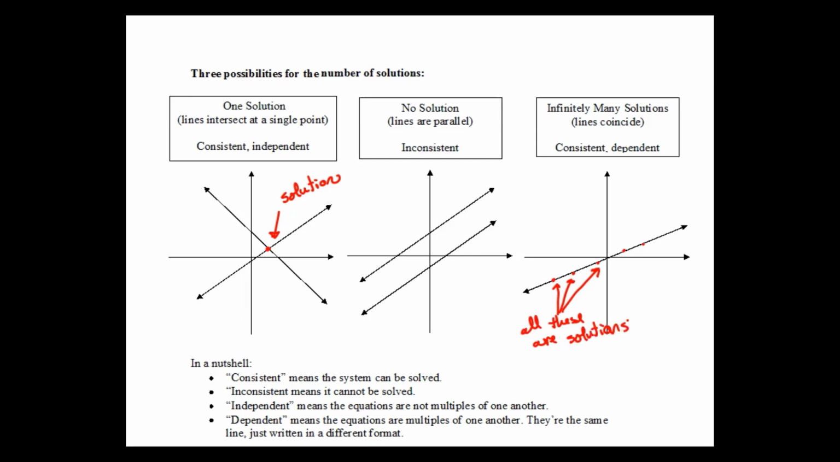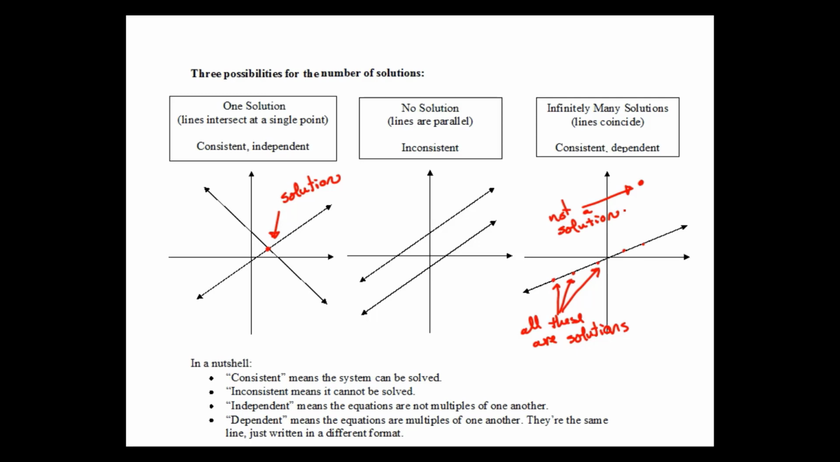It's important to remember that if you have a system like this in which your lines coincide, there are infinitely many solutions, but that does not mean every ordered pair of real numbers is a solution. What if I put an ordered pair here? Is this on the lines? No, it's not on either line. So this one is not a solution. So just remember that just because there are infinitely many solutions, that does not mean everything is a solution.